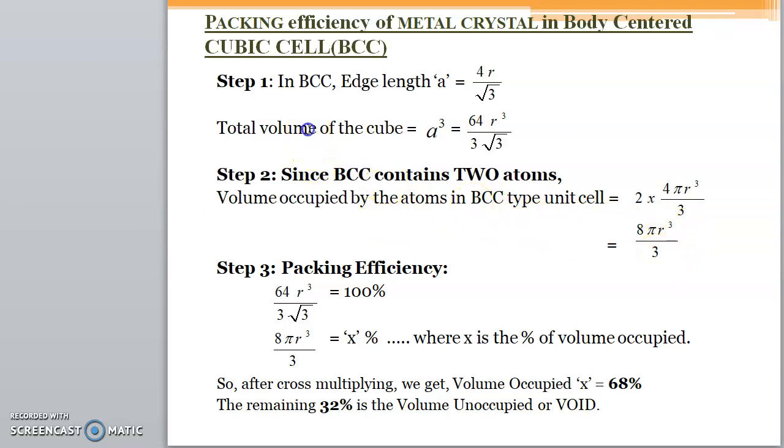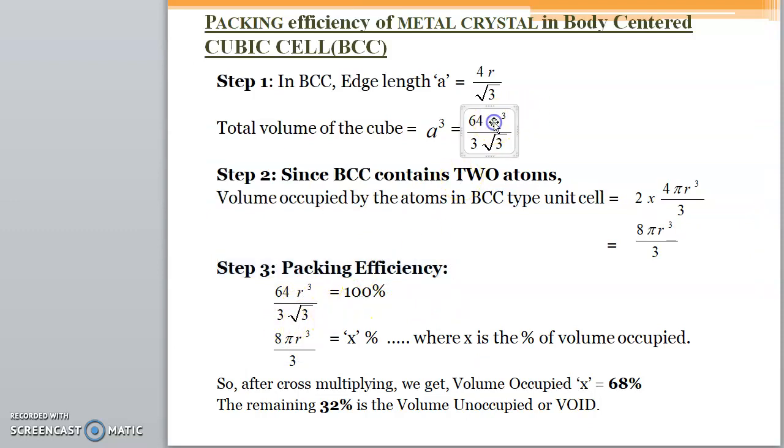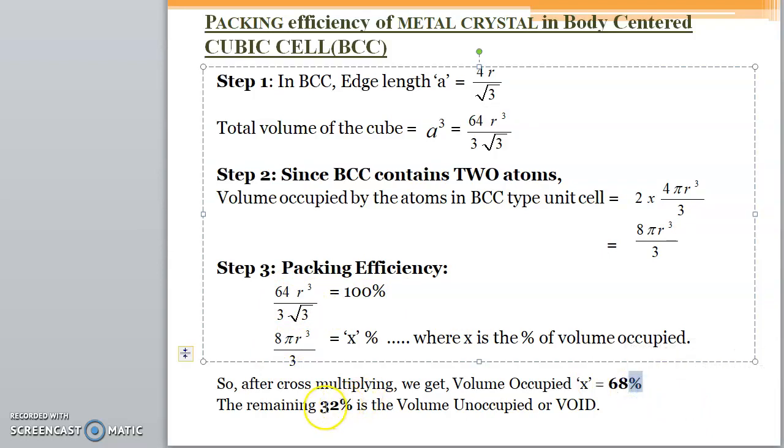Now that I know the total volume of the cube, and the volume occupied by the atoms, it is very simple to find the packing efficiency. So 64 r cube upon 3 root 3 is equal to 100%, if it is 100% occupancy. 8 pi r cube upon 3 will be the volume occupied, which also becomes our packing efficiency. After cross multiplying, we get volume occupied x equal to 68%. How will you cross multiply? You just take this x on that side, take this on that side, and get all these things on the other side. So you get 68%, and the remaining becomes 32%.